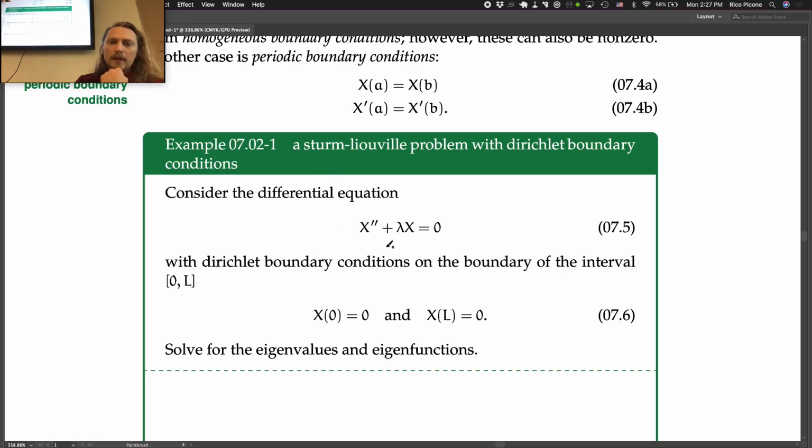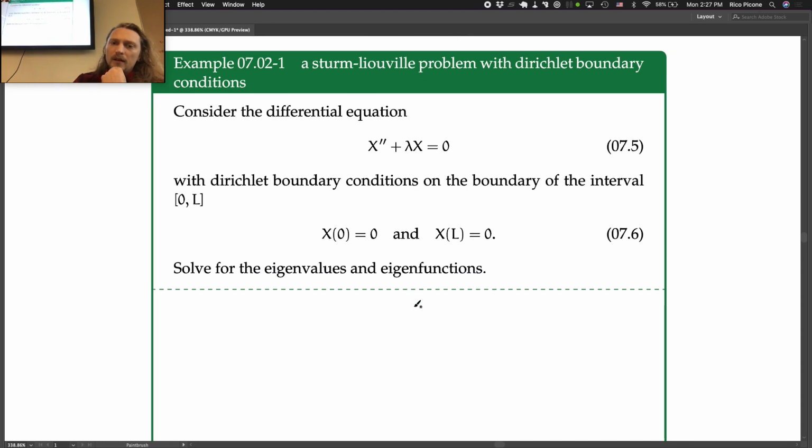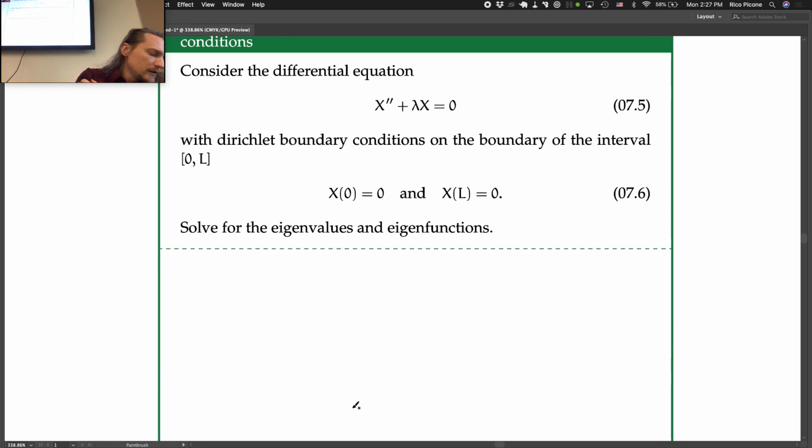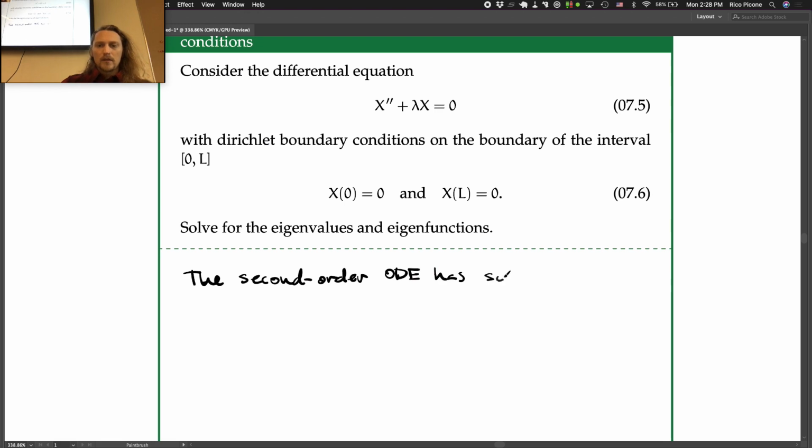We were considering this problem, and the first thing to do is to figure out what the general solution to the ODE is. So this is an ODE that we're pretty familiar with, a second order ODE, and it has a general solution.